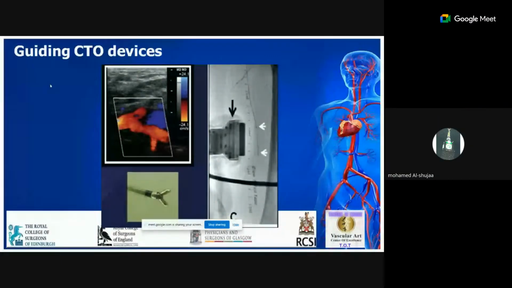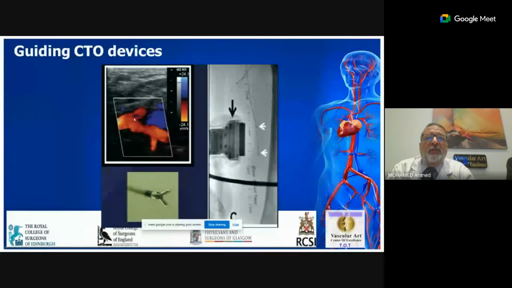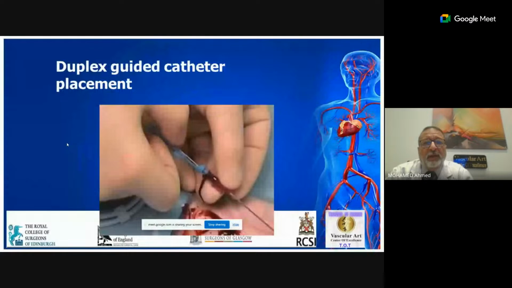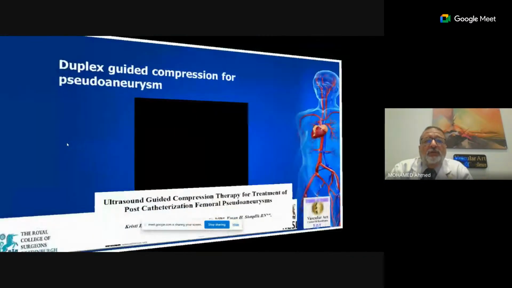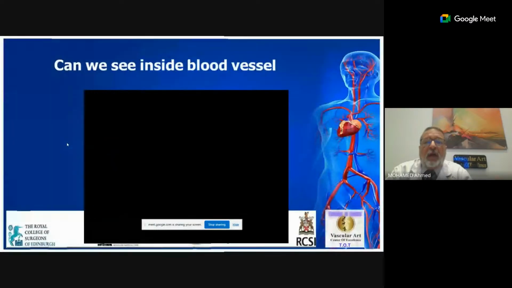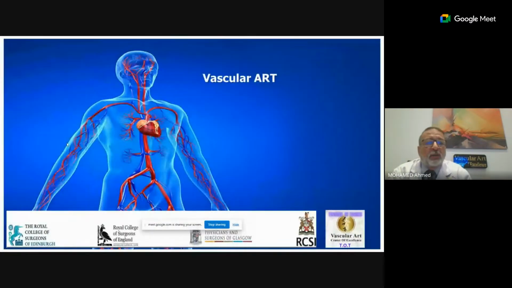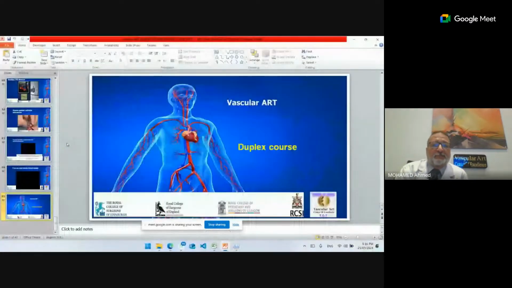This is the duplex machine, and it gives you a beautiful picture of the anatomy, and even normalization of peak systolic velocity is more accurate than angiogram. Okay, this is how you do the puncture, and this is the basic information that I want you to know about ultrasound. Okay, so we'll go to the second part of the course, which is how to do venous duplex scan.